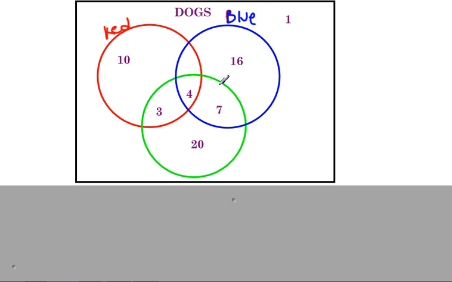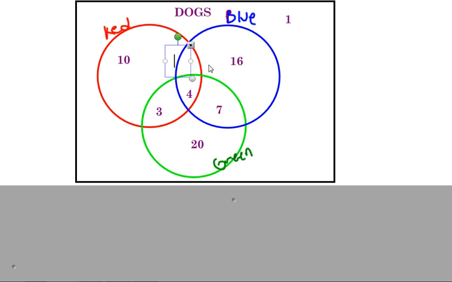And then down here, the green circle is going to represent all of the dogs that won a green ribbon. Okay, so let's take a second to interpret this Venn diagram. Any number that is in the red circle is a dog that won a red ribbon. Same thing with the blue circle: if they're inside the blue circle, they won a blue ribbon. And if they're inside the green circle, then they won a green ribbon.